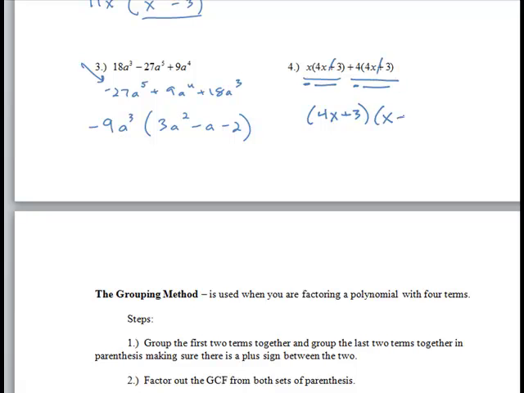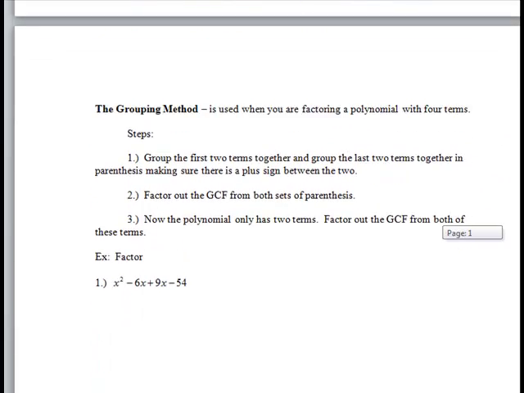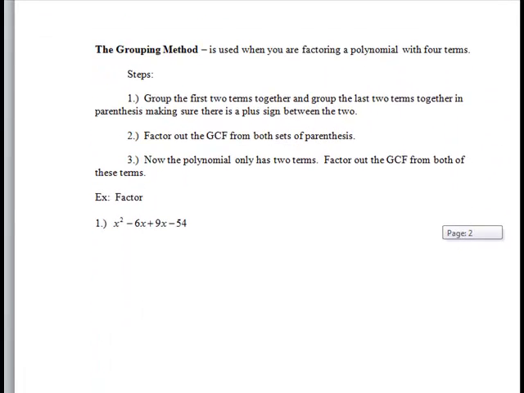Factor out the second term, we're left with that plus 4. So it factors into 4x plus 3 times x plus 4 by factoring out its greatest common factor. Factoring out a greatest common factor is an important step in factoring. It's something we're always going to check for. We may not always have a greatest common factor, but like I said, we'll certainly always check for a greatest common factor.